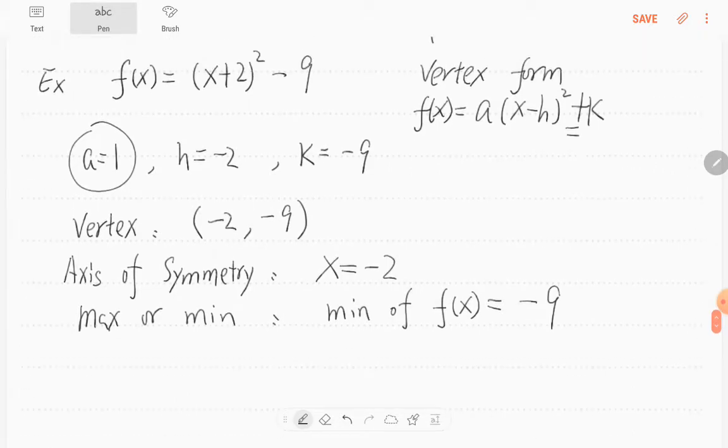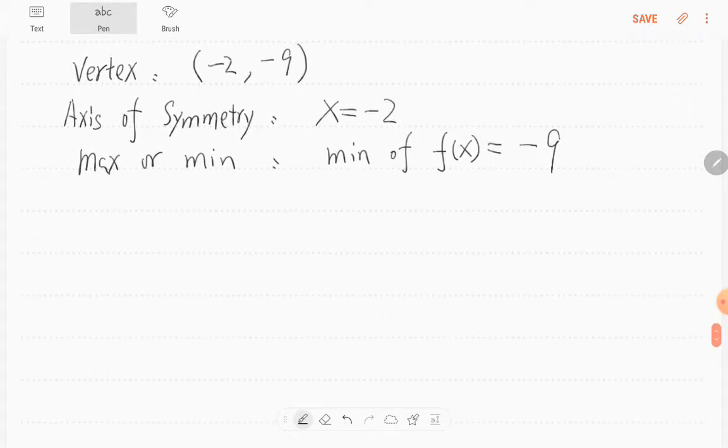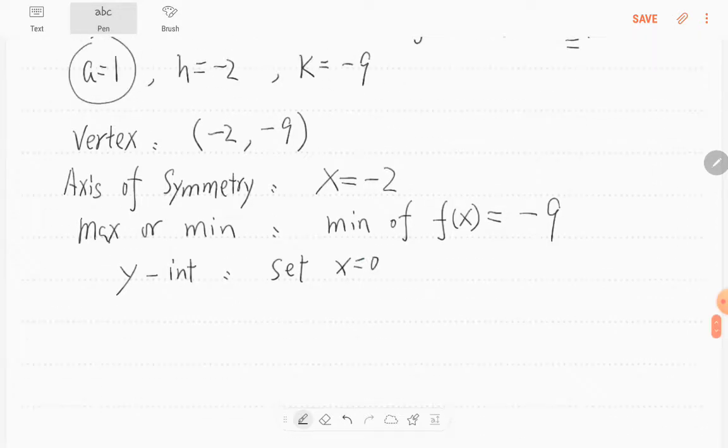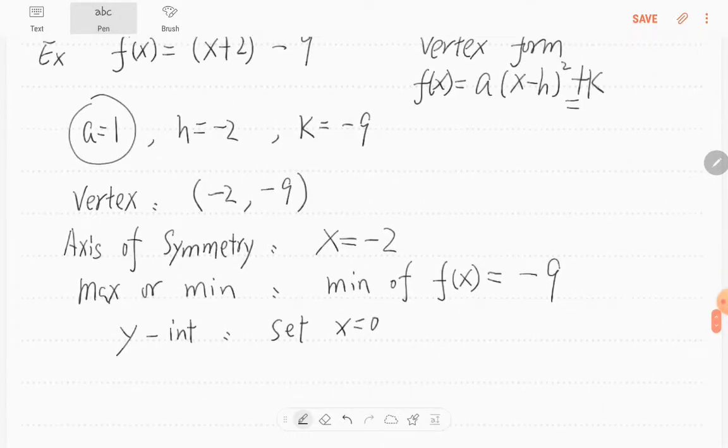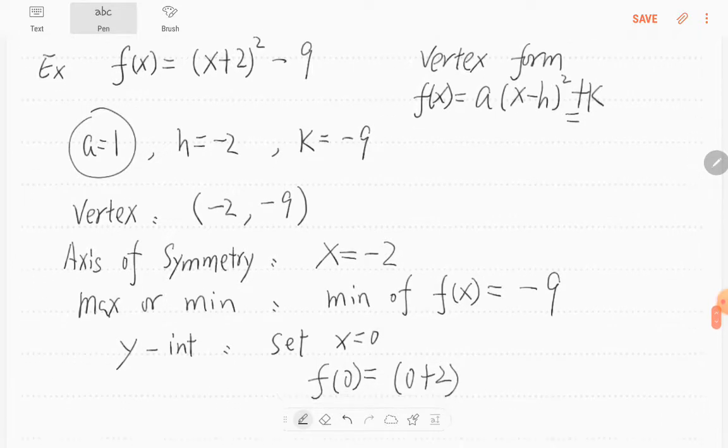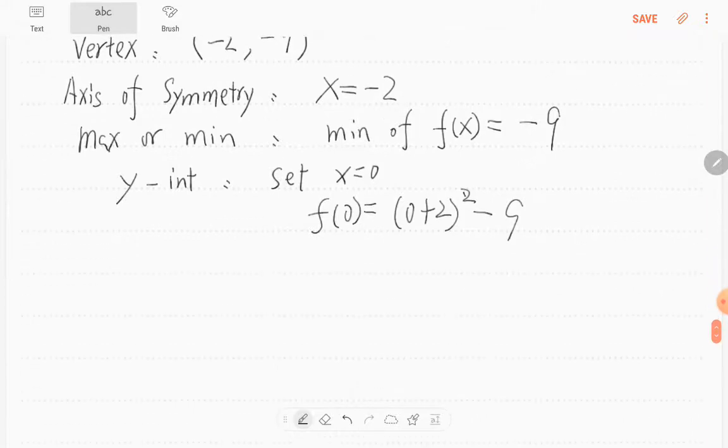So what about the intercepts? For the y-intercept, you just set x equals 0. Then you will have f of 0 equals (0 plus 2) squared minus 9. So you will have 4 minus 9 equals negative 5. So the y-intercept is (0, negative 5).